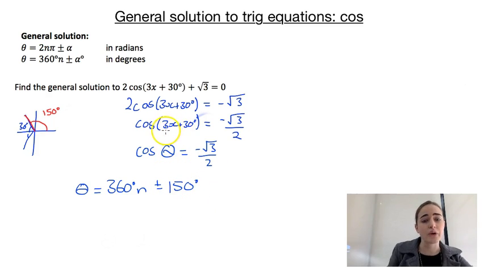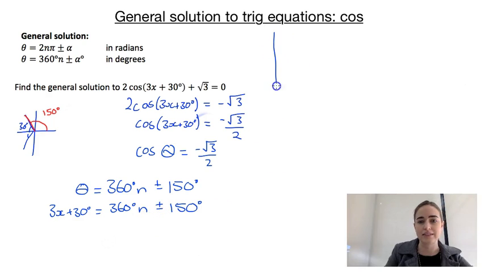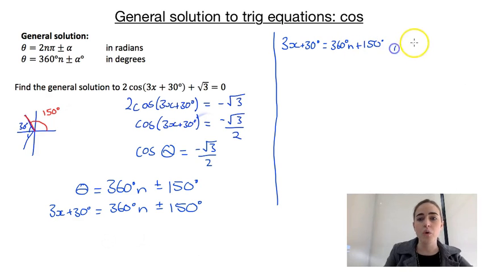Now we didn't have theta though, we had 3x plus 30. So that means we've got 3x plus 30 degrees equals 360 degrees times n plus or minus 150 degrees. Now to actually go through and solve this for x, I'm going to split it into its two separate cases, and bring it up here just so I have enough room. So I'm going to have 3x plus 30 degrees equals 360 degrees times n plus 150 degrees, or 360 degrees times n minus 150 degrees.